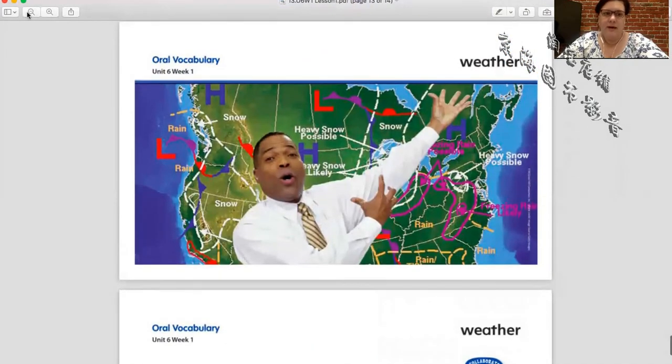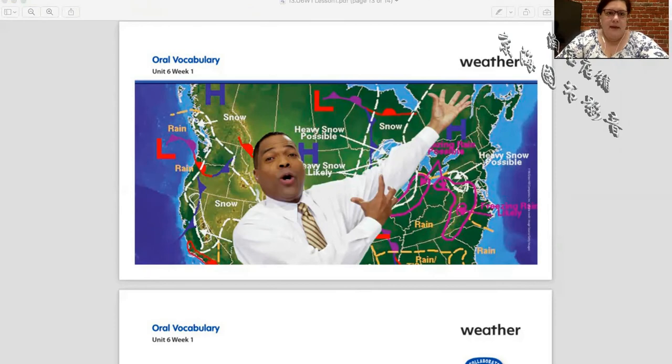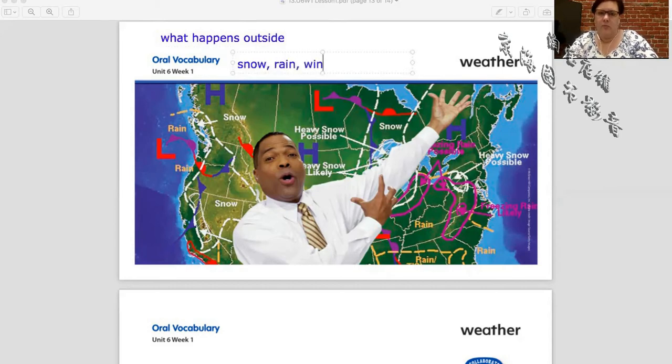Okay, so weather is, let's get our annotator back. Sorry, that was a big break. Okay, so weather is what happens outside. It might be something like snow or rain. Let's spell rain the right way. Or wind. These are all weather. If it's hot, if it's cold, weather. So weather is what's going on outside.